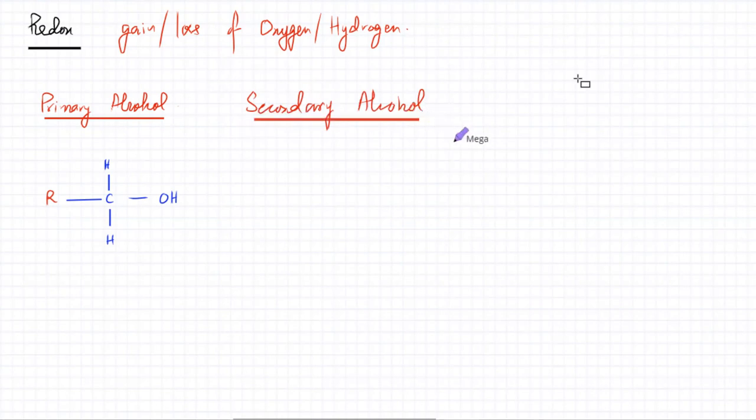So a secondary alcohol is one where the alpha carbon, the one that is attached to the OH group, is bonded to a carbon chain on two sides. And on one side, there is a hydrogen atom. So that is what a secondary alcohol would look like. And then you have a tertiary alcohol.